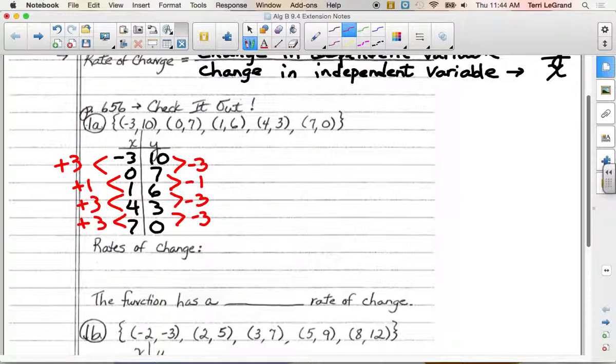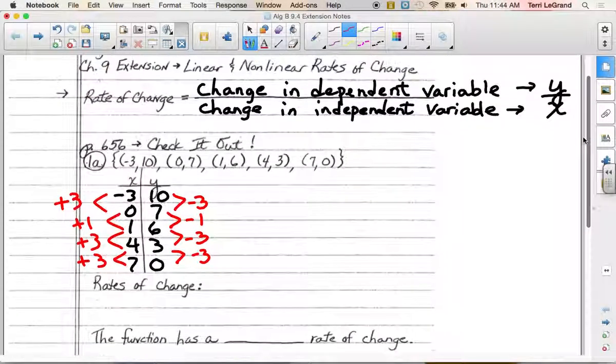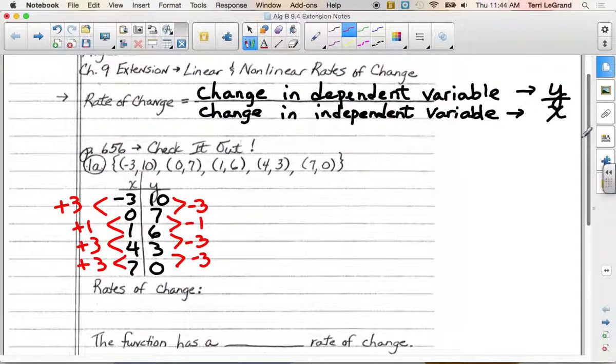So let's look at how we're going to check it out by doing rate of change. Remember it says up here, the change in the dependent variable over the change in the independent variable, or in other words, take the change you got for the y and put it over the change you got for the x.